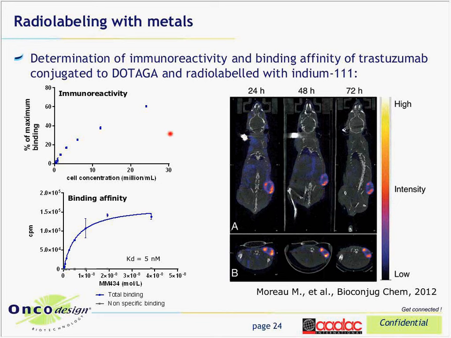Once DOTAGA trastuzumab was radiolabeled, we checked its functionality in vitro in two different experiments. First, immunoreactivity, to see the proportion of antibodies that were able to bind the target. The radiolabeled antibody was incubated with increasing concentrations of cells, and we reached approximately a plateau at 60%, meaning that 60% of molecules have retained their ability to bind the target.